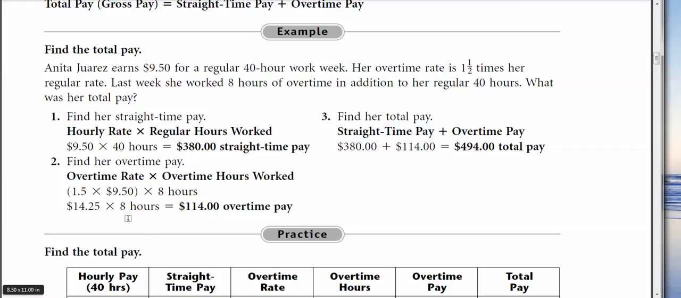They let us work 8 hours of overtime, so we'll multiply those together and we get $114 of overtime pay. That's a lot of money, so you get to make extra money for that overtime pay. So then to figure out her total pay, you would add these two that you calculated together. So $380 plus the 114 would give you $494 for that week. So there you go. That's kind of how overtime works.